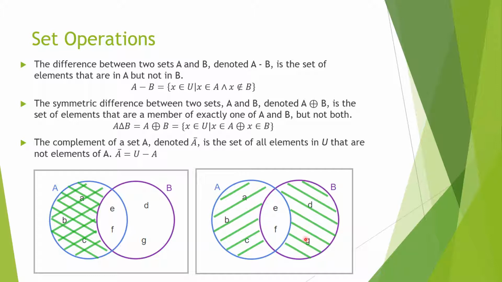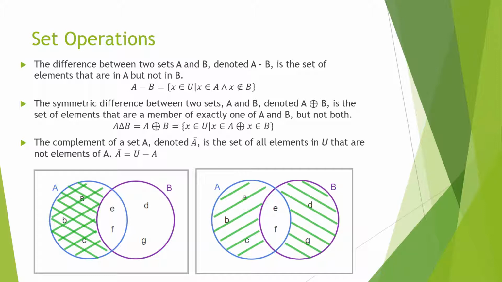So this is the Venn diagram for symmetric difference. It contains A, B, and C because they are in A but not in B. It contains D and G because they're in B, not in A. And it doesn't contain E and F because E and F are in the intersection of A and B, so they cannot be part of the symmetric difference of A and B.